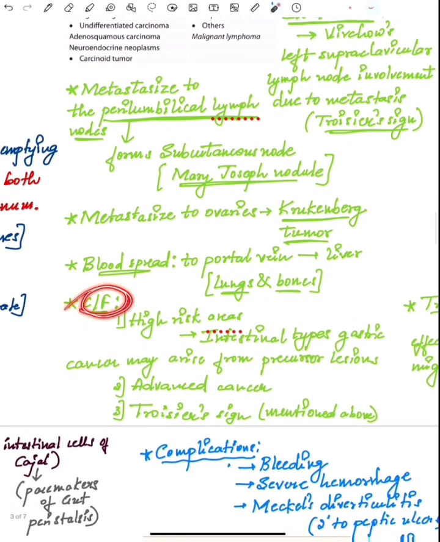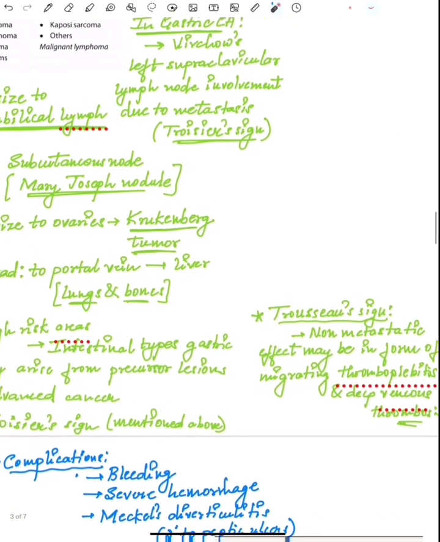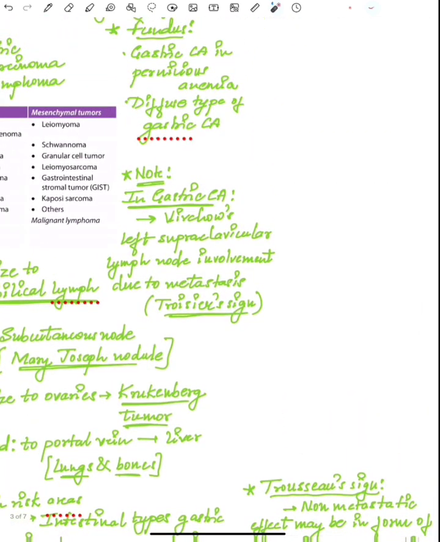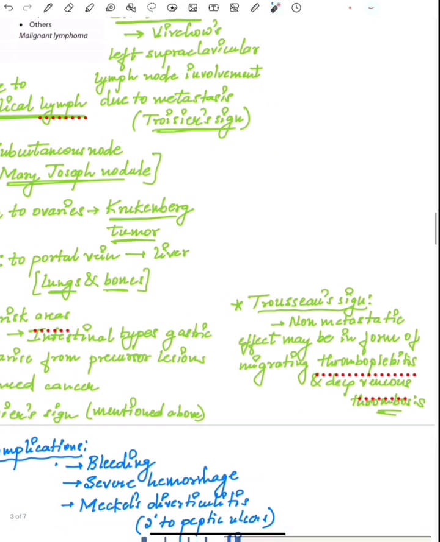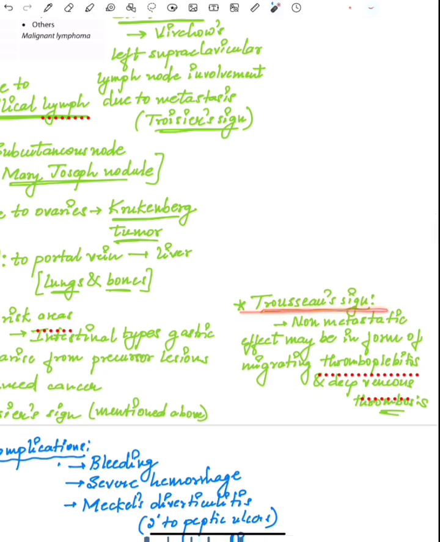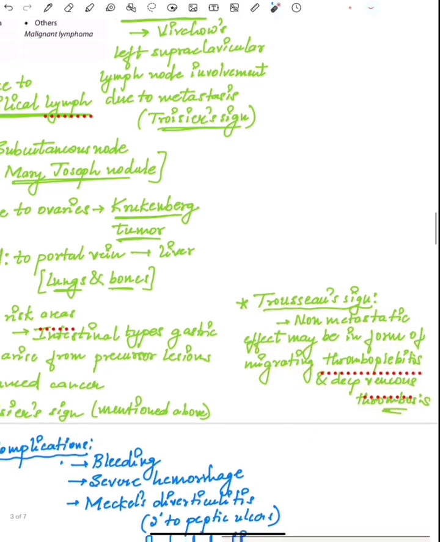Clinical features of this disease: high risk areas, that is intestinal type gastric cancer may arise from precursor lesions. In advanced cancer, Troisier's sign can be seen. This Troisier's sign means, in gastric carcinoma, Virchow's left supraclavicular lymph node involvement due to metastasis. This is known as Troisier's sign. Trousseau's sign is a non-metastatic effect, maybe in the form of migrating thrombophlebitis and deep vein thrombosis.